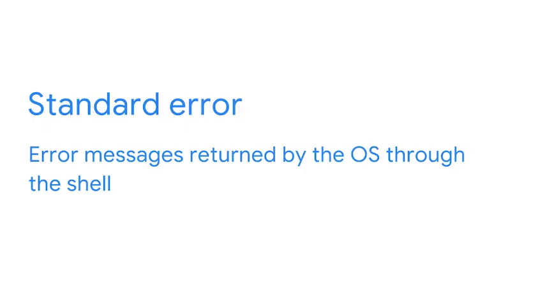Finally, standard error contains error messages returned by the OS through the shell. Just like your friend might indicate that they can't answer a question, the system responds with an error message if it can't respond to your command. Sometimes this might occur when we misspell a command or the system doesn't know the response to the command. Other times, it might happen because we don't have the appropriate permissions to perform a command.